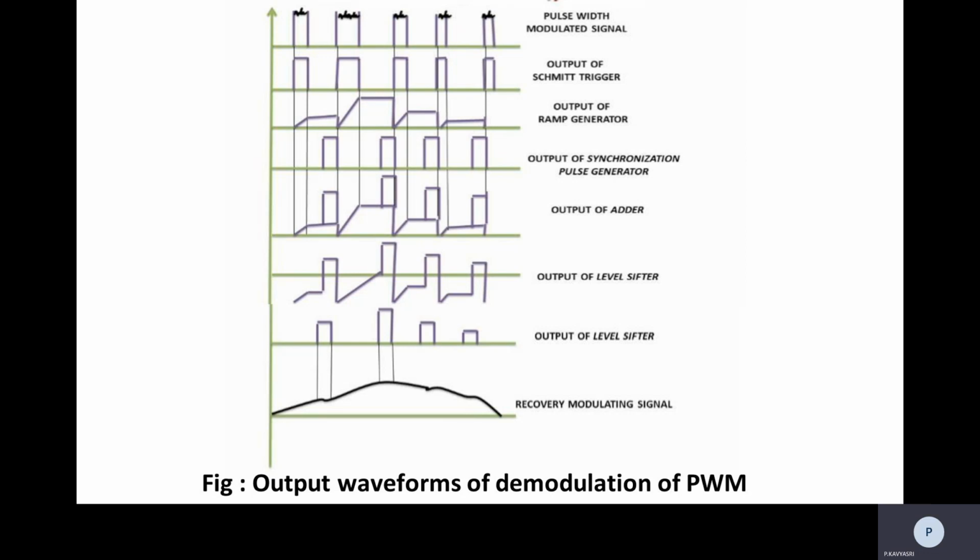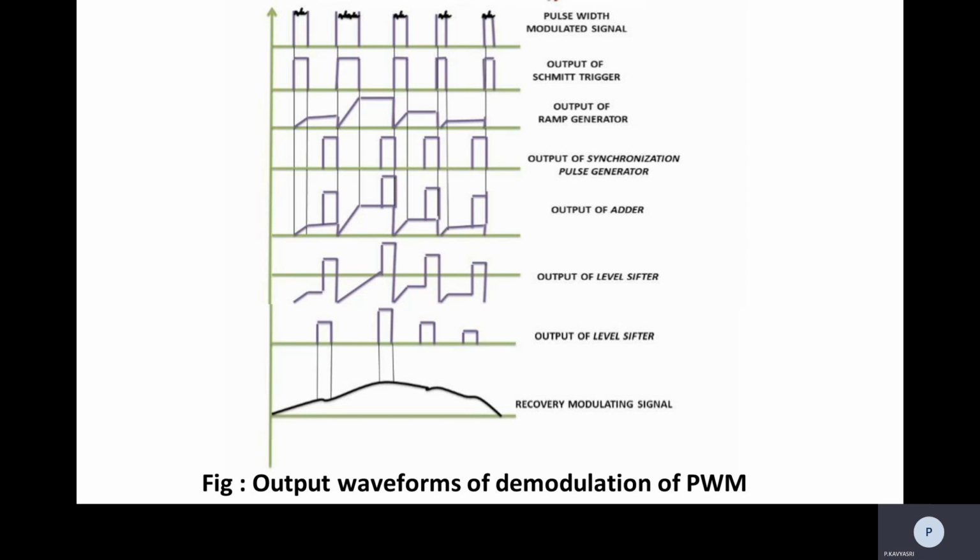So if the width is small, the ramp is also small. If the width is high, the ramp is also high. You can clearly observe this in the third waveform. Observe the second waveform and the third waveform. In the second waveform, if the width is low, the ramp is also low. If the width is high, the ramp is high.